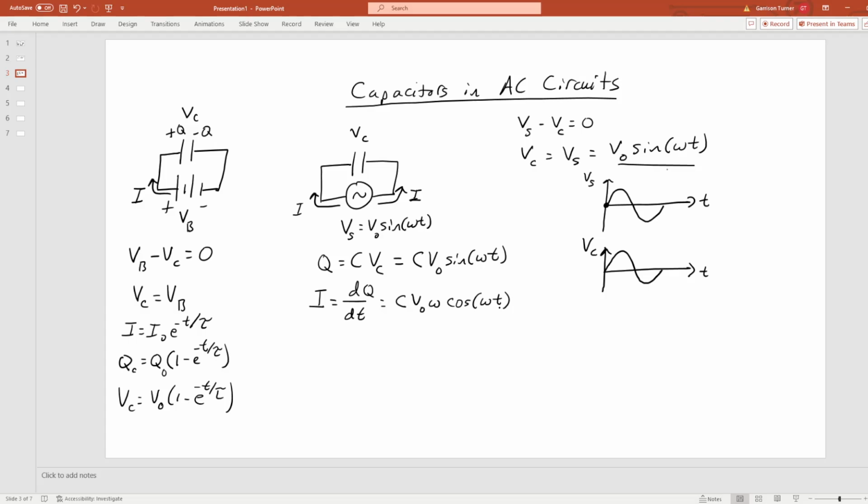So remember that cosine and sine are shifted, by 180, or not 180 but 90 degrees, right? So cosine is the same thing as sine omega t plus pi over 2.